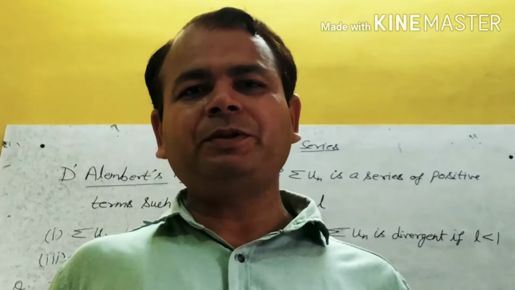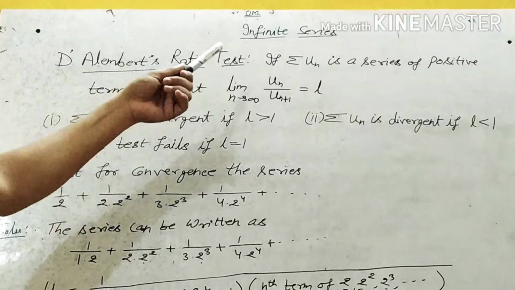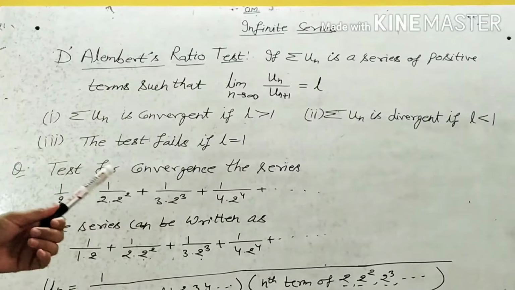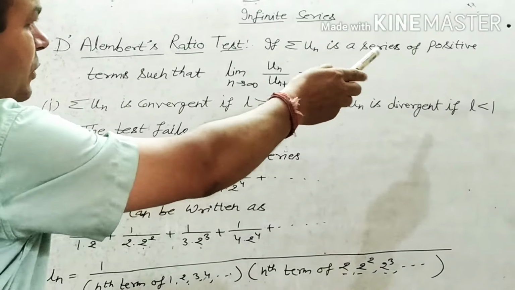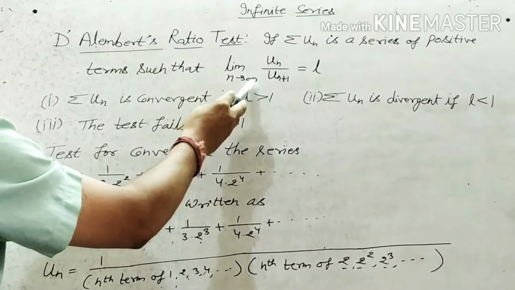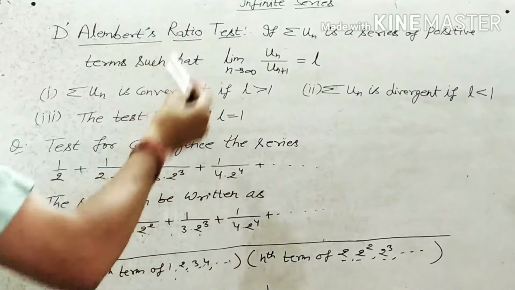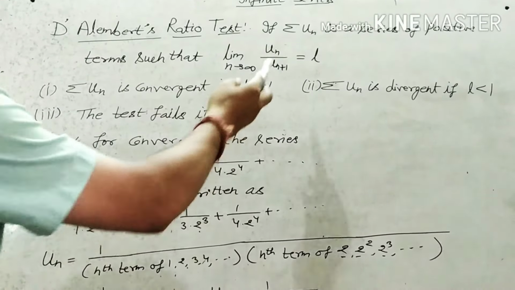Hello students, today we will discuss the D'Alembert ratio test. D'Alembert ratio test, in short you can say ratio test. If summation un is a series of positive terms such that limit n tends to infinity un upon un plus 1 equals L, convergent or divergent will depend on L.